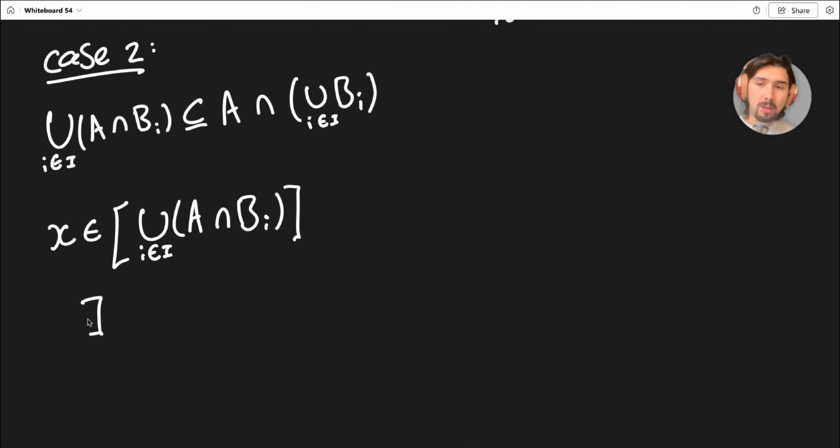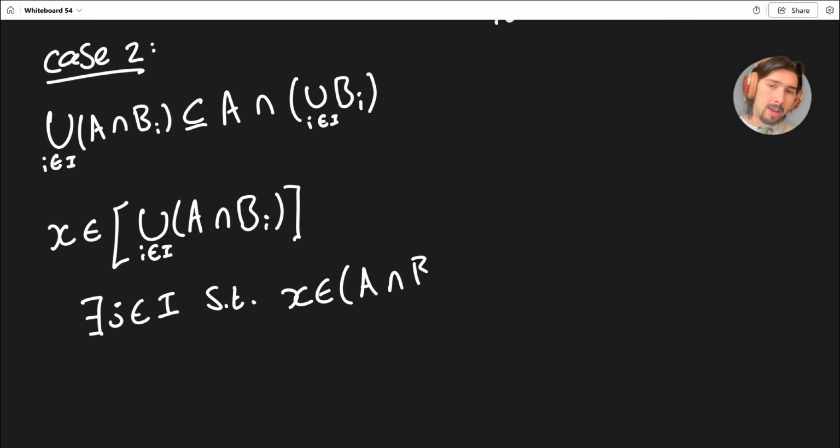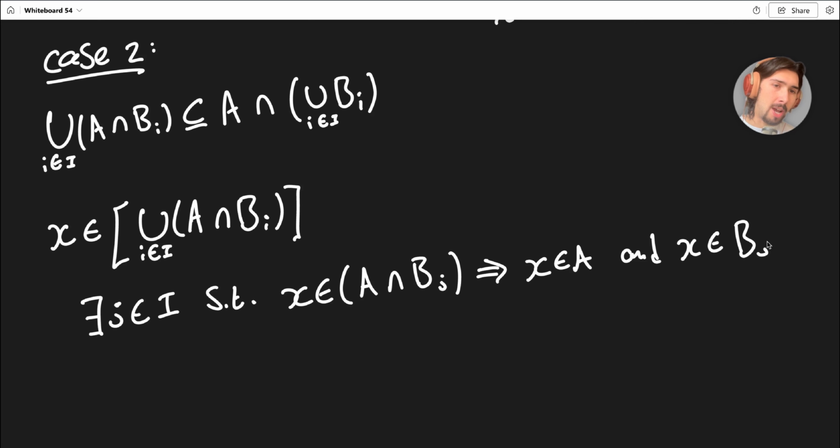So I can say again that there exists some J in the set I, such that X is in the intersection of A and BJ, okay? Hopefully that makes sense. And again, if X is in the intersection of two sets, that implies that it's in both of the sets. So that means that X is in A and X is in BJ. And what does that mean? Well, it means that it's in the intersection of A and the union of all of those sets.